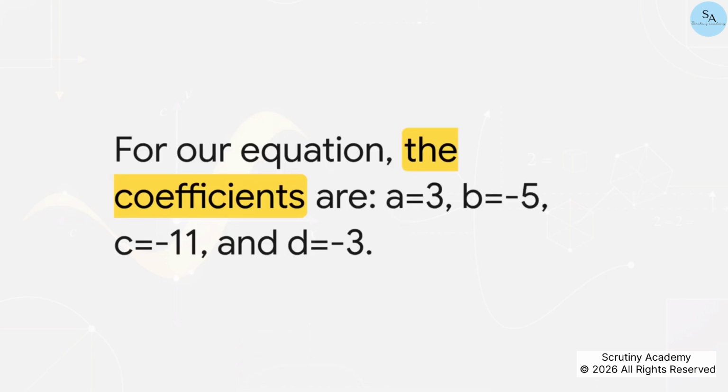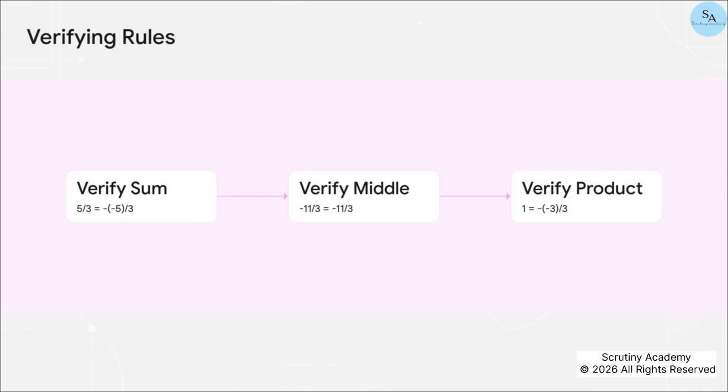So, we've completed the first half of the exam question. We've proven 3, -1, and -1/3 are definitely our zeros. The second half asks us to verify the coefficient relationships. A quick tip: before doing any math, always explicitly list out your coefficients from the original equation. We clearly state a equals 3, b equals -5, c equals -11, and d equals -3. Writing this out guarantees you won't make a silly substitution error later. Let's move to our final verification and see how this all builds together.